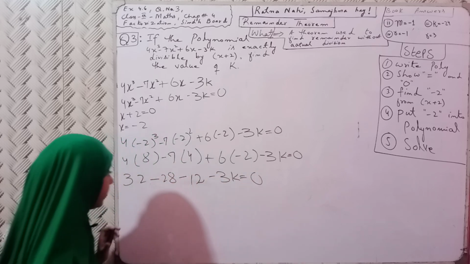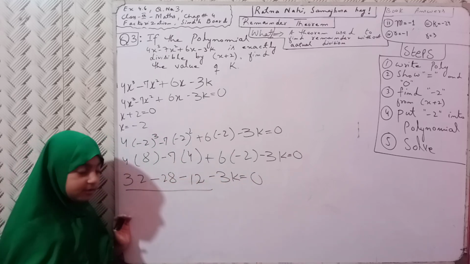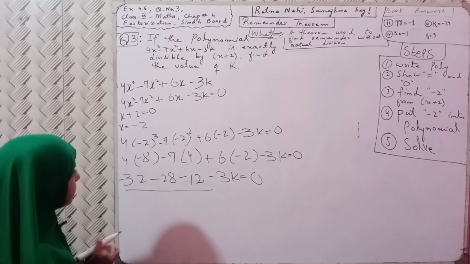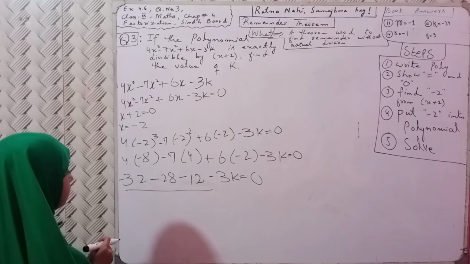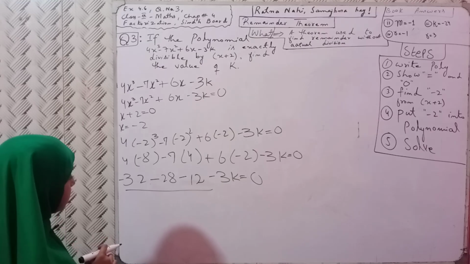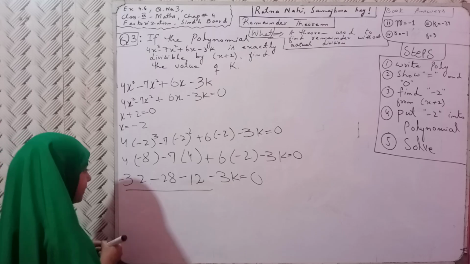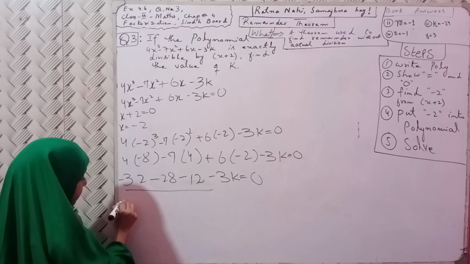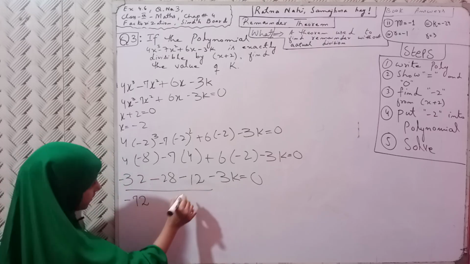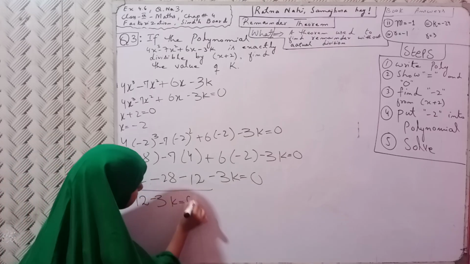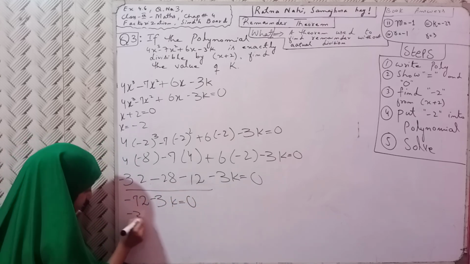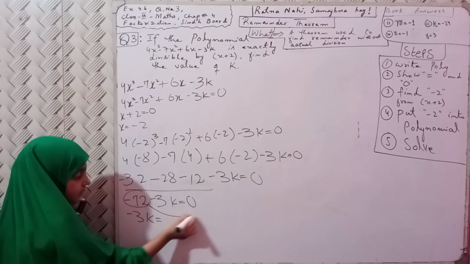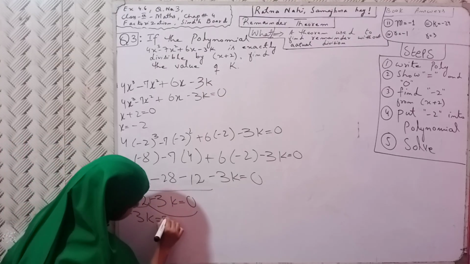So in this whole expression we will do plus minus minus: minus, minus, minus, then plus. So here it will become minus 72 minus 3k is equal to 0. So this minus 72 will move to the other side, so it will be plus.